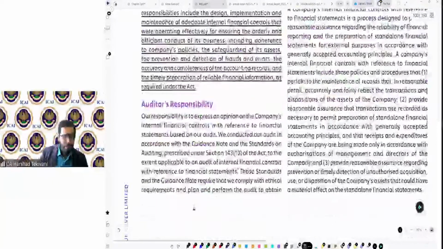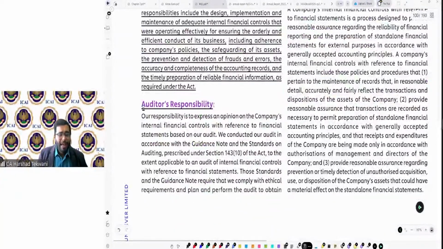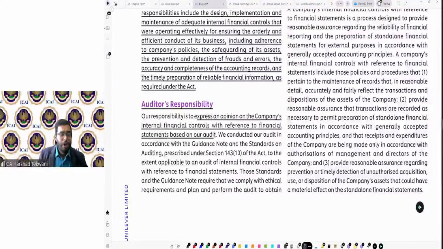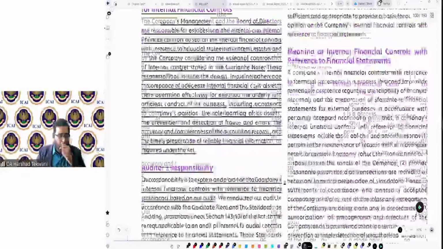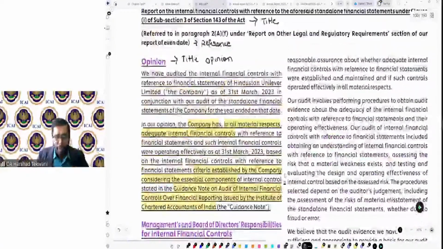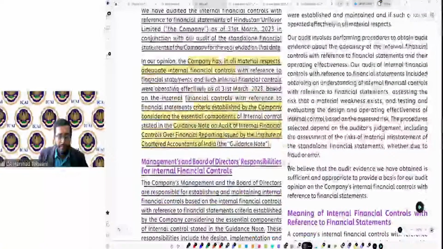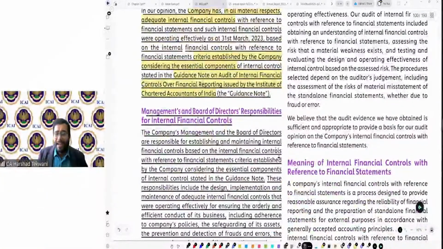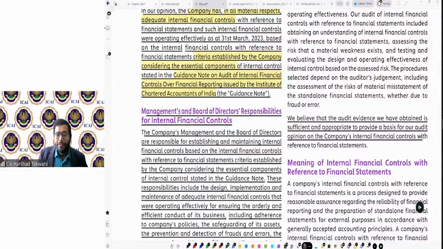Then auditor's responsibility. Auditor's responsibility is to express an opinion on the internal financial control with respect to the financial statement based on the audit. The audit is conducted based on the guidance note and standards on auditing prescribed under section 143. Same line. And the way we write in our normal audit report, in our auditor's responsibility, that we believe that the audit evidence we have obtained is sufficient and appropriate to provide a basis for our audit opinion on the company's internal financial control with reference to financial statement.